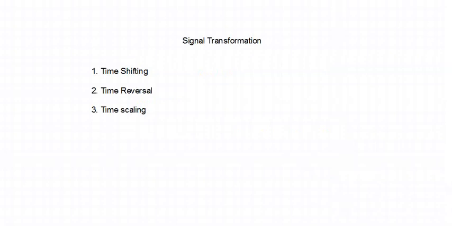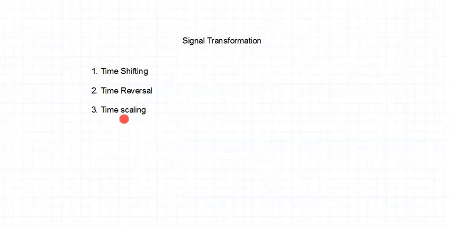In time reversal, the signal gets folded. We understood that the signal is folded along the y-axis, right? So we get a mirror image of the signal. In other words, the signal on the left hand side appears on the right, and the signal on the right hand side appears on the left hand side. So we called it the reflection of the signal.